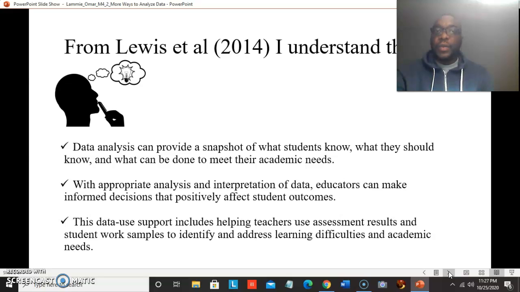I also understand that with appropriate data analysis and interpretation of data, educators can make informed decisions that positively affect student outcomes. I also understand that data use support includes helping teachers use assessment results and student work samples to identify and address learning difficulties and academic needs.